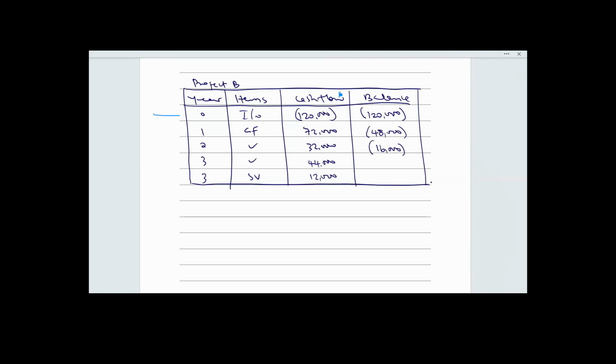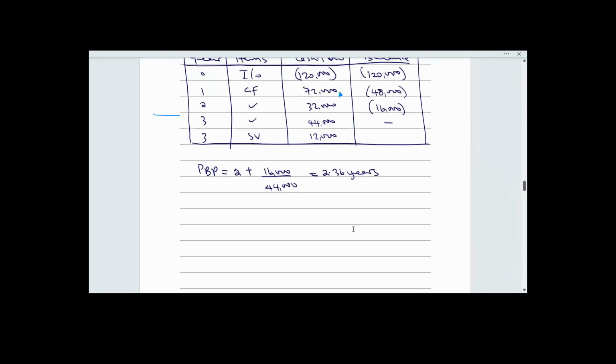So 16,000 is lower than the next cash inflow. I put a dash. Then I will calculate payback period. I've recovered for 2 years plus outstanding balance of 16,000 divided by the next cash inflow of 44,000 equal. I'll bring out my calculator. 16 divided by 44 equal, plus 2 equal. That's 2.36 years, which means that project B will pay back within 3 years. Or you can say 2 years, 3 months. All right.